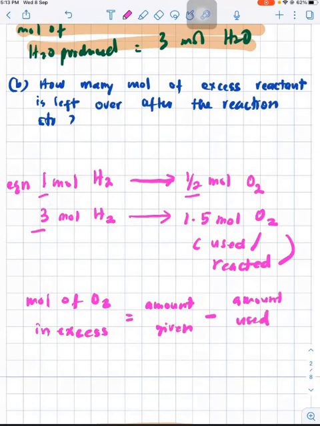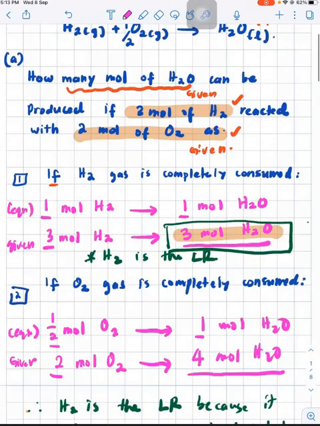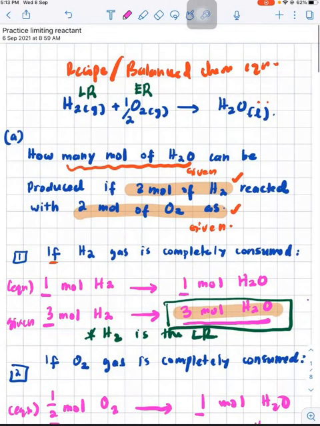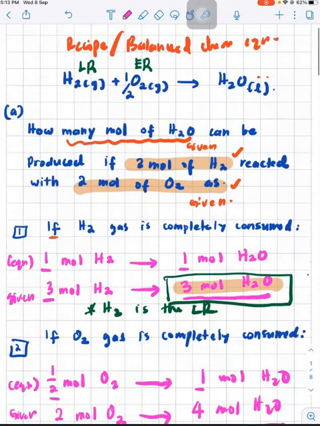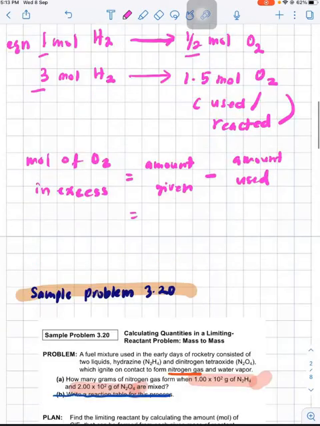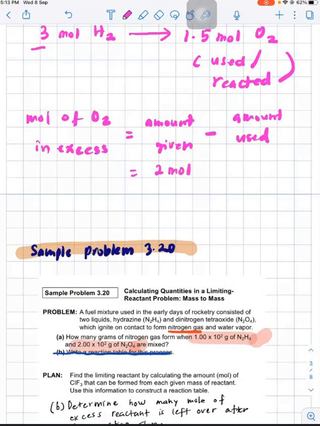Okay. So amount given dalam soalan je, tengok pada soalan balik, kita tahu oksigen yang diberikan adalah 2 mol. So bila 2 mol, kena kita tulis kat sini 2 mol. Yang kita guna tadi berapa? Kita guna 1.5. So tolak saja 2 mol minus with 1.5. So remaining ataupun in excess will be 0.5 mol. Okay. So boleh? Faham? Faham, madam.